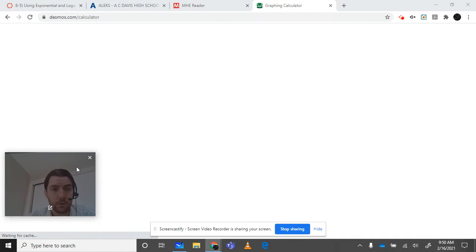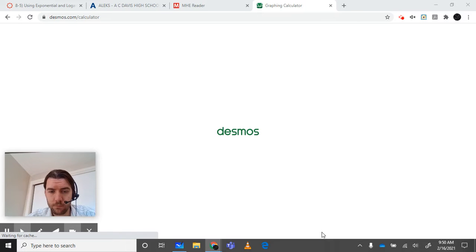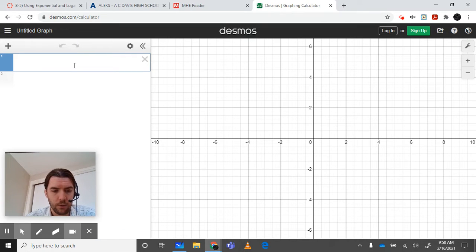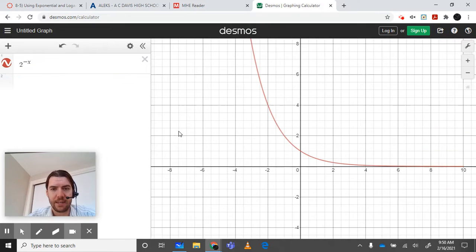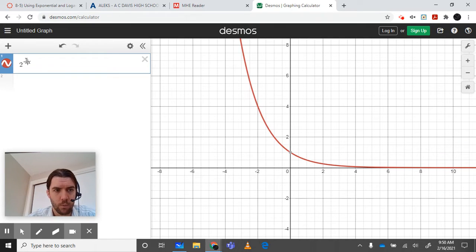So for example, let's just show one of those real quick. Okay, so if I have 2 raised to the negative x, I'm going to have exponential decay, rather than when it was positive x, I had exponential growth.